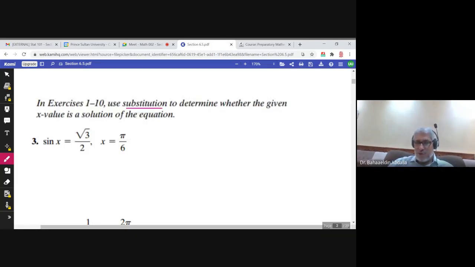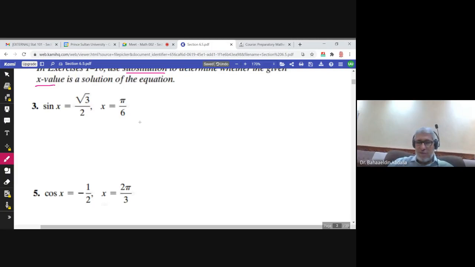Use substitution to determine whether the given x value is a solution of this equation. So is pi over 6 a solution of this equation? How would you find out? Try sine pi over 6. Use the calculator and find sine pi over 6, or you can just use the rectangle, okay? Make sure that you are in the radian mode, not in the degree mode.